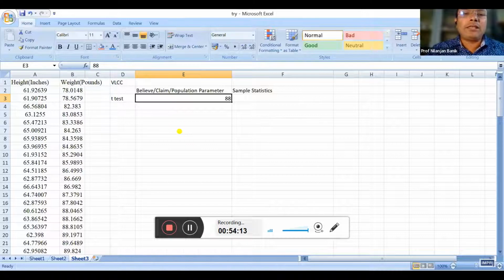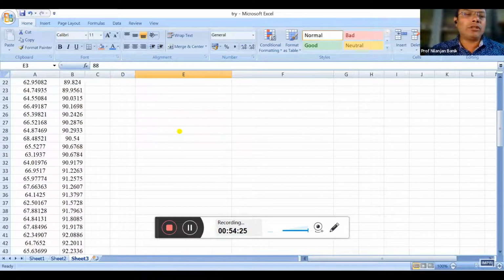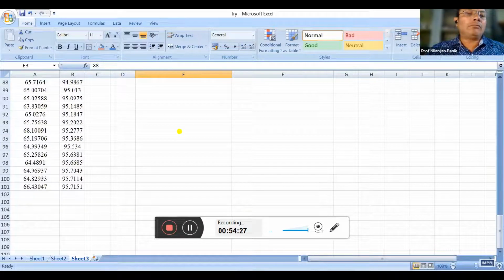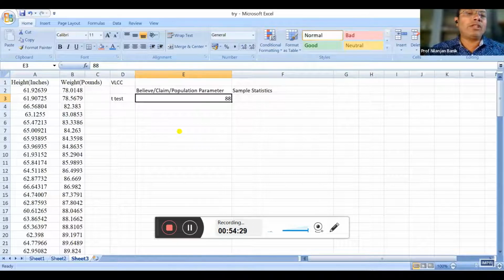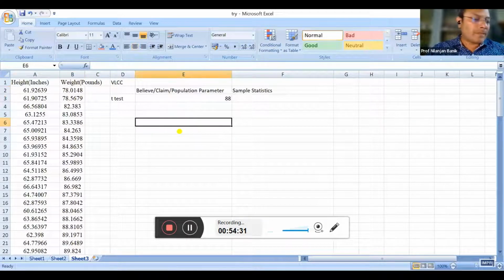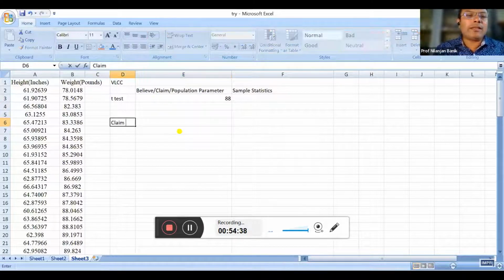So the VLCC is claiming, if you are going to their weight loss center, your weight is going to be less than 88 pounds on average. Okay, so this is the sample I've collected. So I need to see that. So whenever I use the word claim, that is my alternate hypothesis.